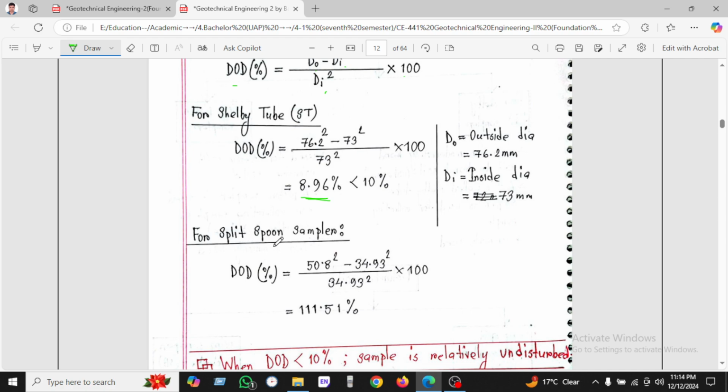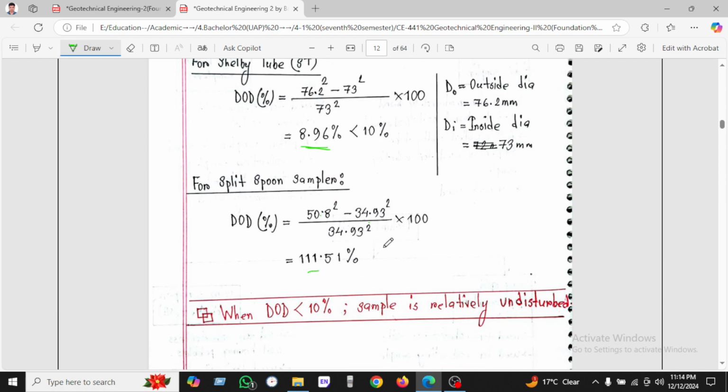And for the split spoon sampler, the outer and inside diameters are given here, and we found 1.54, which is much greater than 10%. So this is a disturbed sample. When the degree of disturbance is less than 10, the sample is relatively undisturbed. If it is greater than 10, then the soil is disturbed.